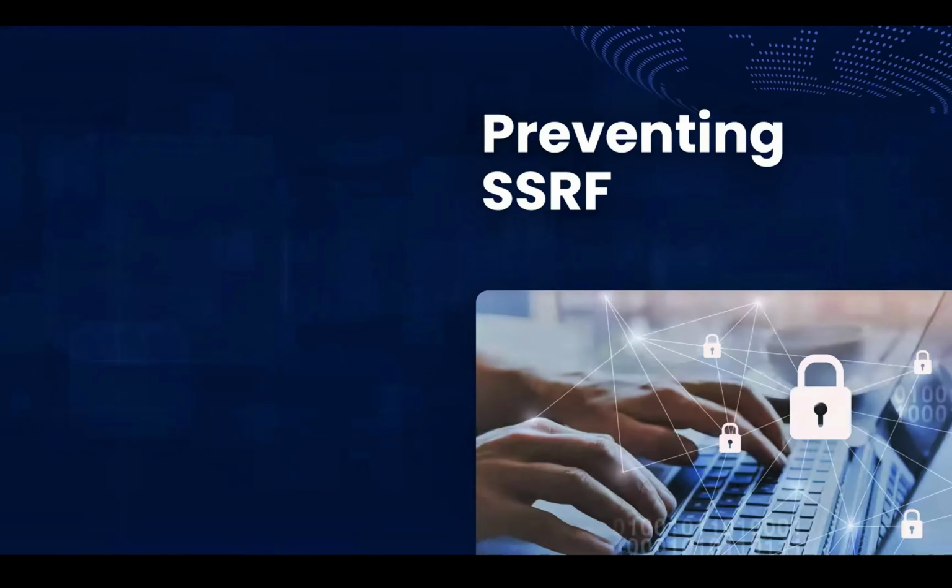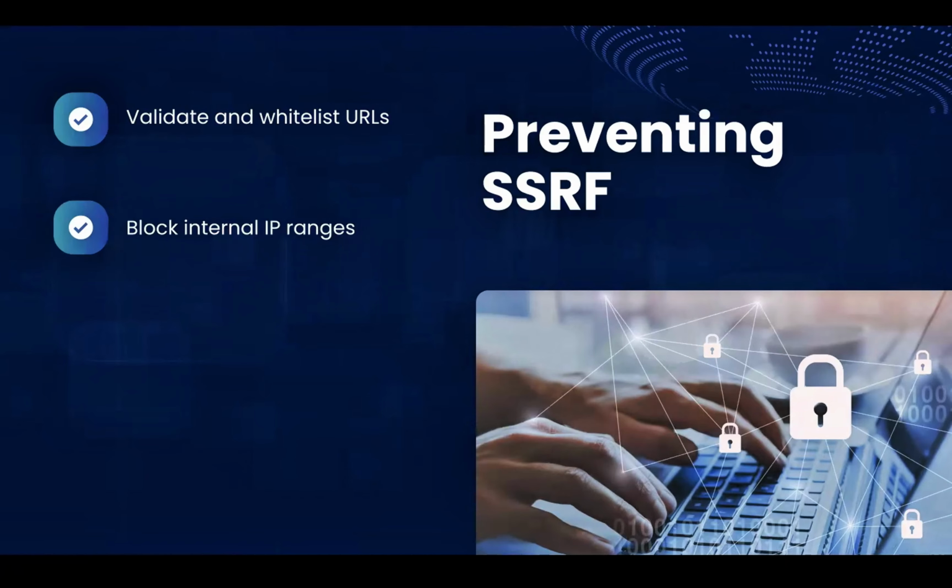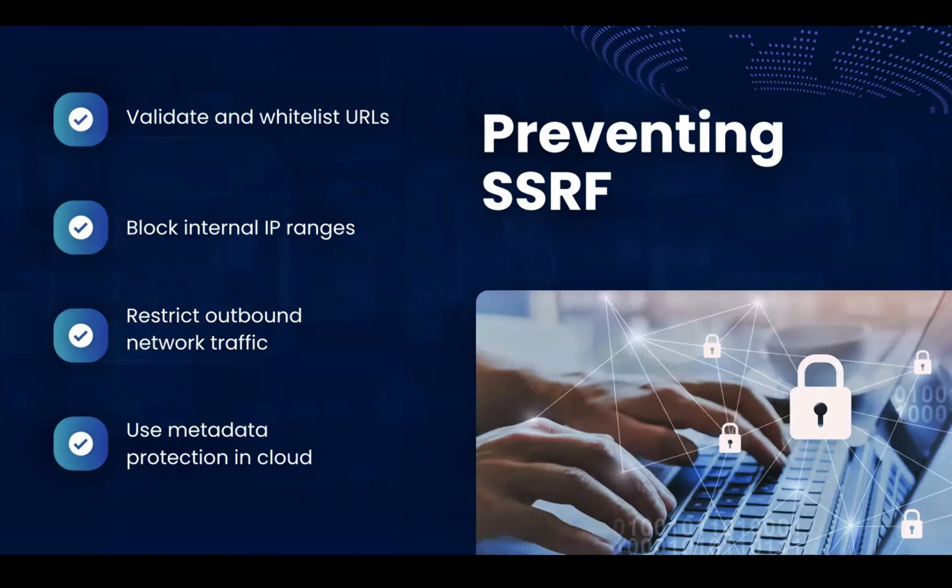How can we prevent SSRF? Defending against SSRF requires strict controls, and here is how we can prevent it. So the first one is that we must validate and whitelist allowed URLs. So if we have URLs that are not allowed, then we should blacklist them, or they shouldn't be whitelisted at all. The next thing is that we should block requests to internal IP ranges. Next, we should restrict outbound network traffic. Next, we should enable metadata protection mechanisms in cloud environments. And all of these are very important because prevention must be both application level and network level.